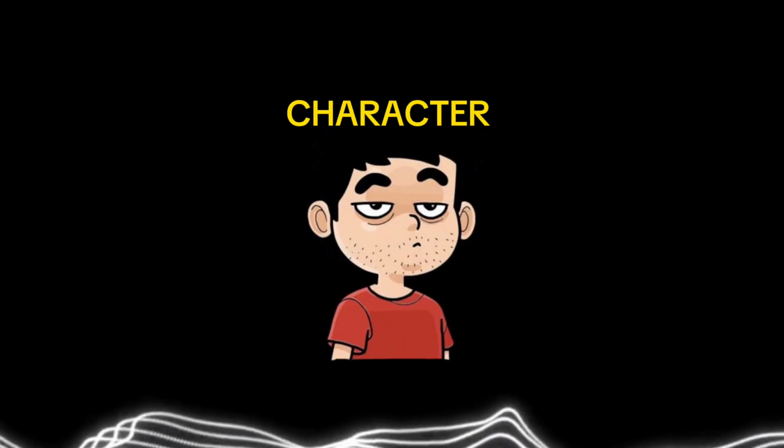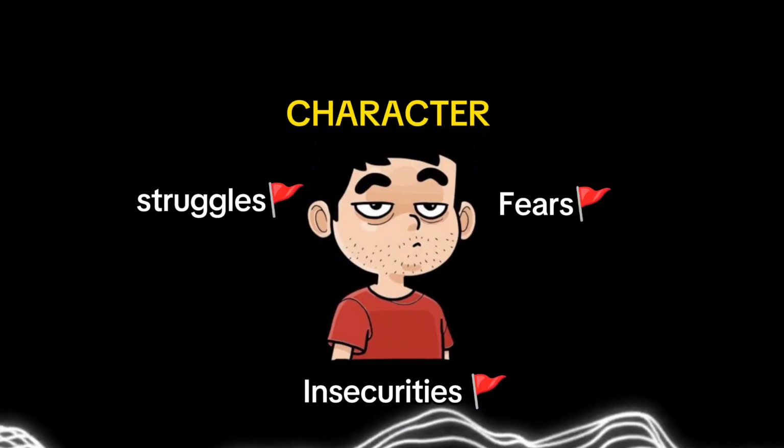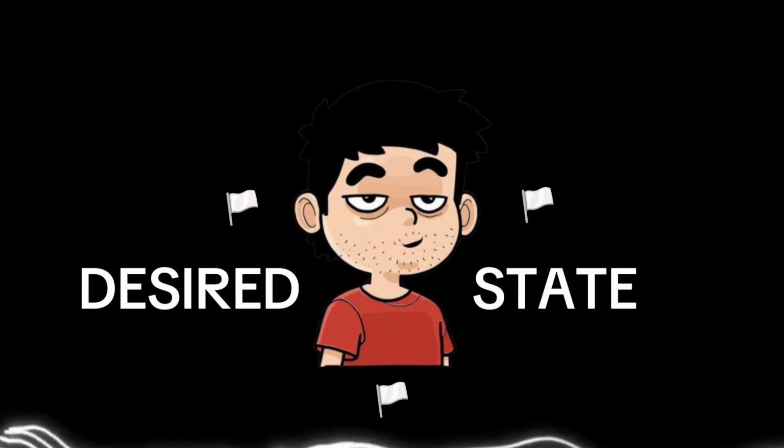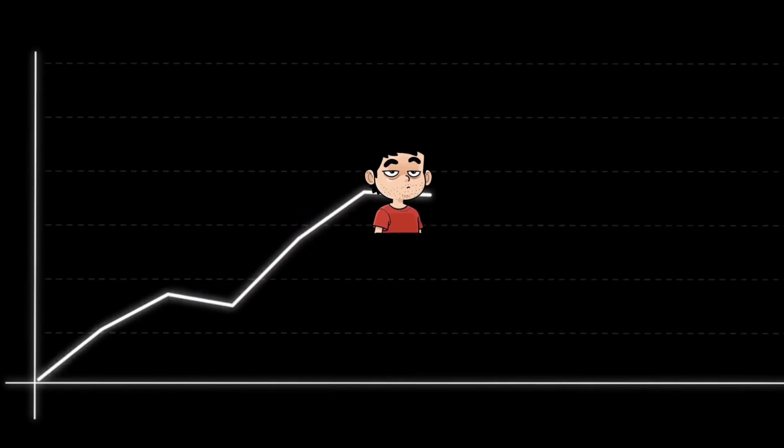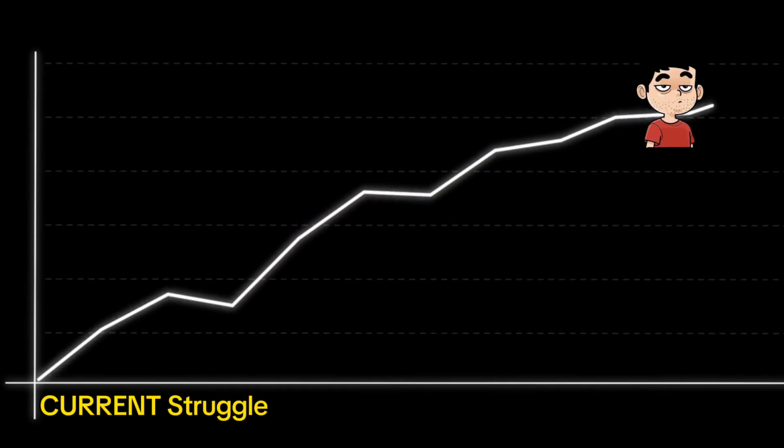And as we all know, anyone who has a current state also has a desired state where they want to be. This is the end goal where your viewer wants to be. The story follows the character's transformative journey from their current struggles to their desired state.